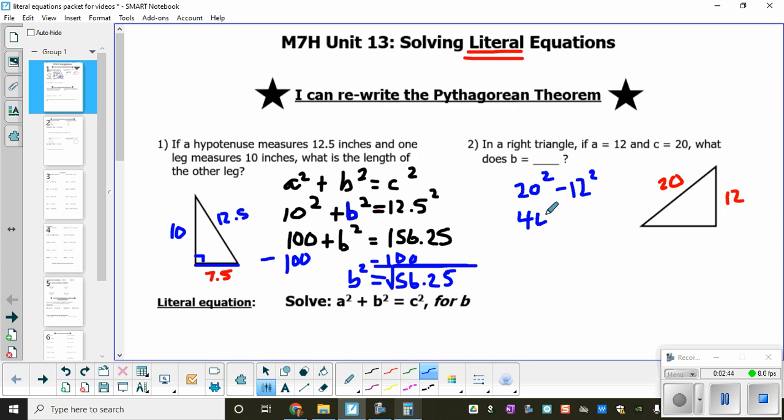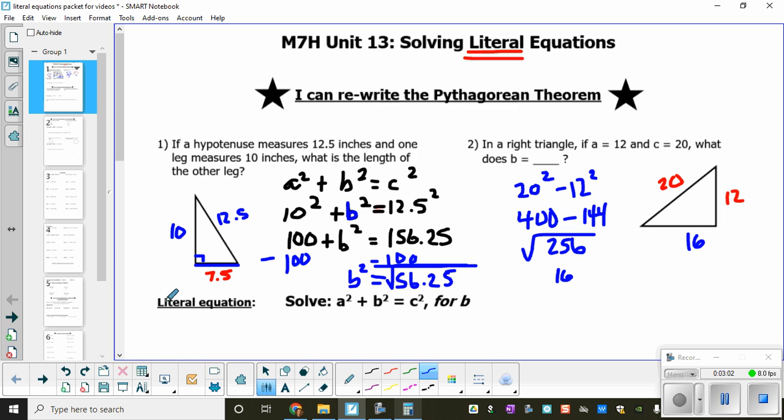So this would be a 400. This is a 144, and when I subtract them, I get a 256. Now, when I take the square root of 256, we get a 16. So we know this side length here is a 16.